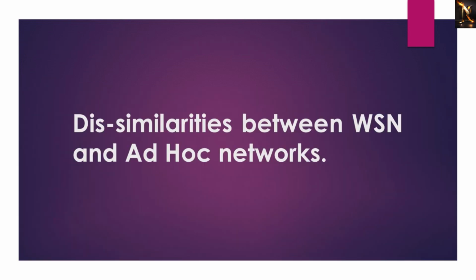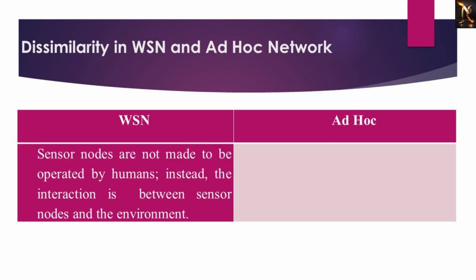Let's now explore the distinctions between wireless sensor networks, WSNs, and ad hoc networks. Let us now focus on the application part related to both types of networks under consideration. WSNs are specifically designed for applications that involve sensing and collecting data from the environment, such as monitoring physical conditions. Sensor nodes are not designed for human operation, instead, their interaction is with the environment.